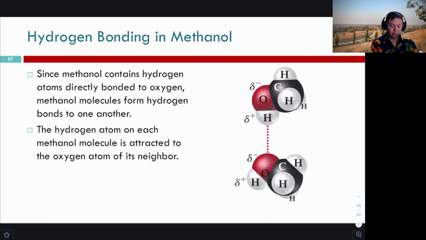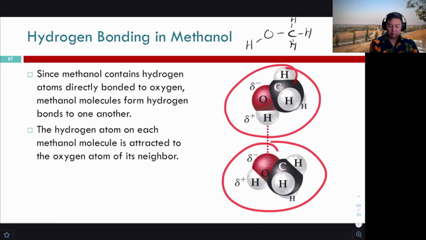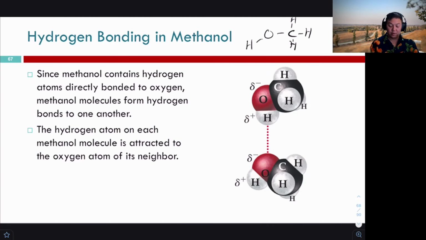So in methanol, let me draw this out too. So we got C, and there's hydrogen, and then this oxygen has a hydrogen on it. So that's what we're seeing in these. We've got hydrogen atoms directly bonded to oxygen. So then these methanol molecules can hydrogen bond to each other through this oxygen, hydrogen, oxygen, hydrogen, and then there'd be another oxygen, hydrogen, methanol molecule over here. So the hydrogen atom on each methanol molecule is attracted to the oxygen atom of its neighbor.